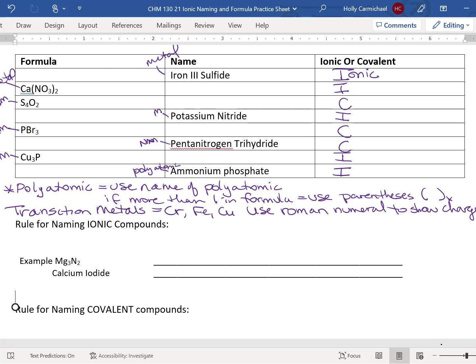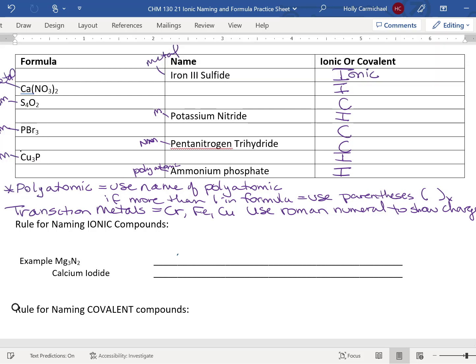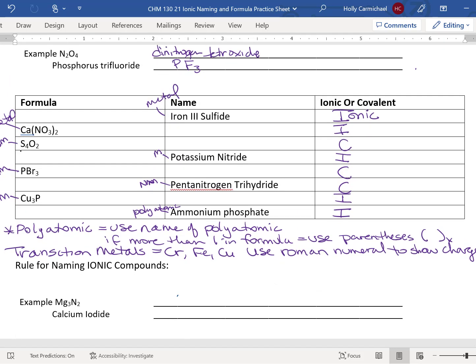Okay, so now, change color. Let's go to the blue. So now, when you go to do the formula from the name, name to formula, you take iron, and it's iron 3. What does iron 3 tell you? That it's a +3. Sulfide is sulfur, so that is in group 6, so it's a -2. So now I wrote my elements, I assigned the charge, now just swap them. So that means that now I have Fe2S3. Done.